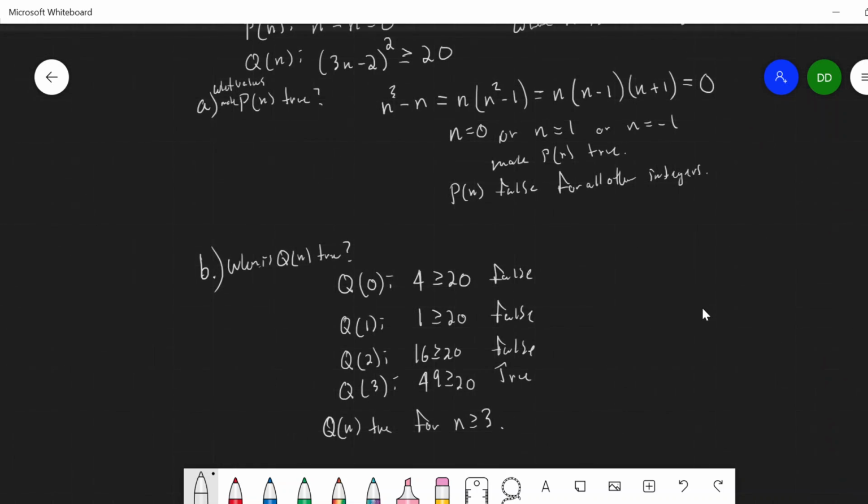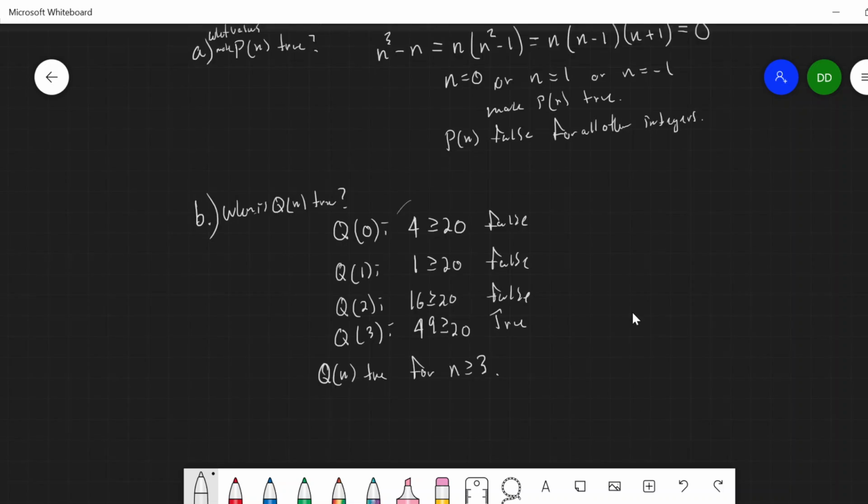Is that all of them? Well, no, maybe you noticed this deal going on here where I plugged in 0, I got 4, and then it went down to 1, and then it started increasing. And you should recognize this as a quadratic function, and so we should be able to keep getting smaller or get into the negatives and get this to be greater than or equal to 20 as well. So I could try, say, -1. Let's try out Q of -1.